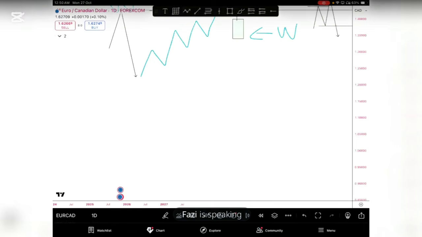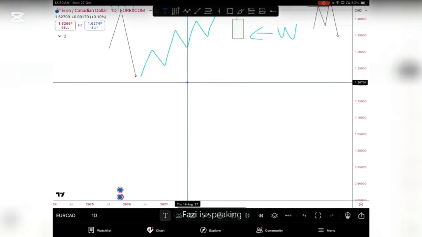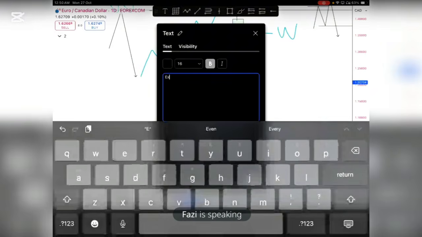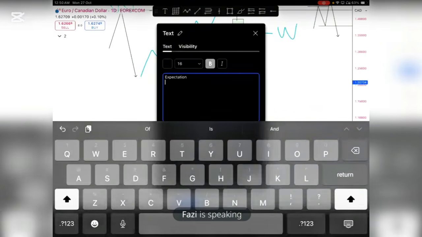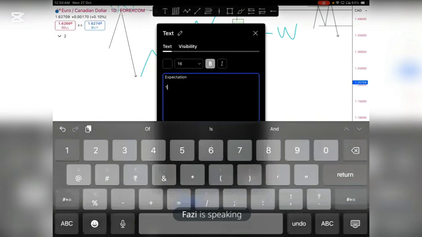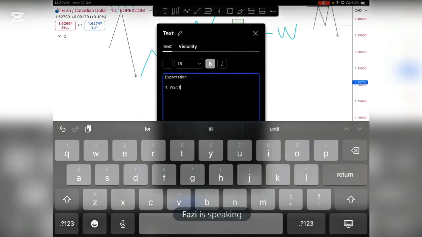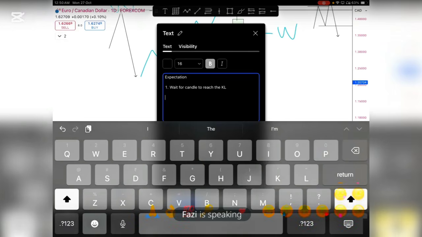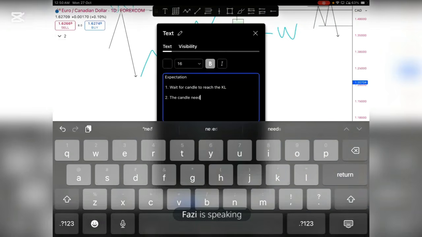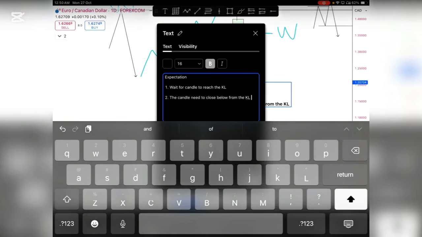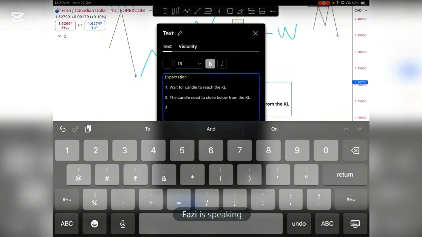So I told you what expectation is. When you get into the expectation, the first thing is you need to wait for the candle to reach the key level. What is the second thing? The candle needs to close below the key level. Understand? What is the third thing? One time frame lower.